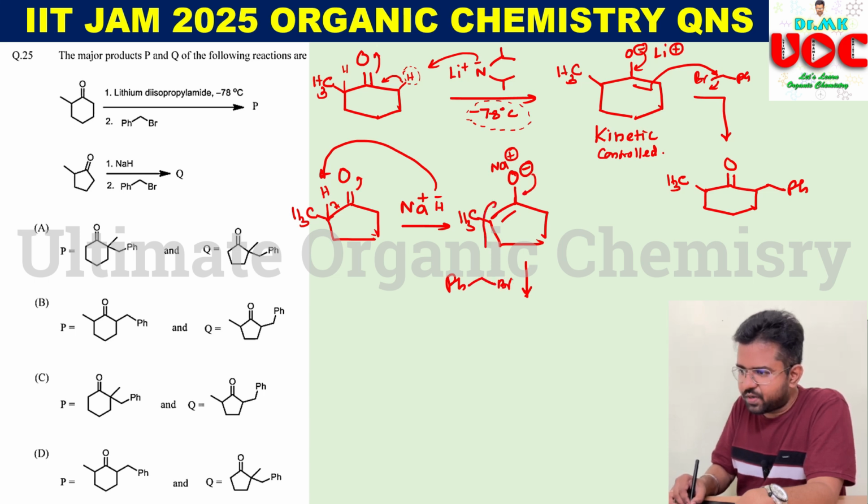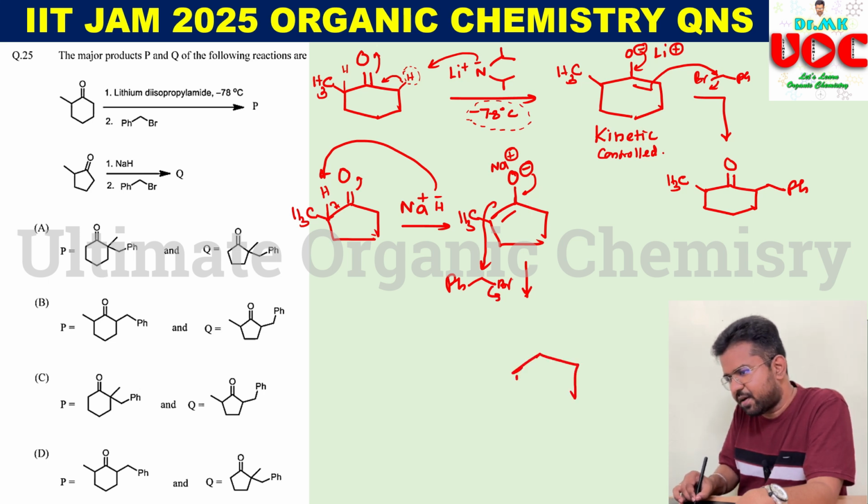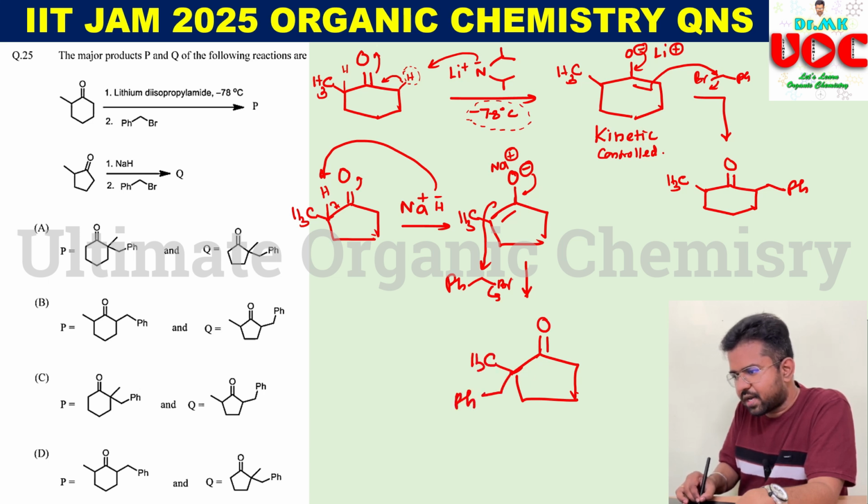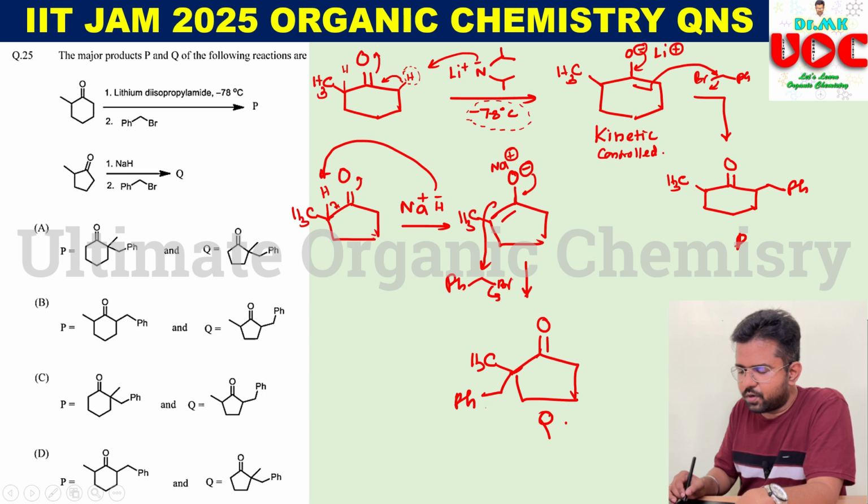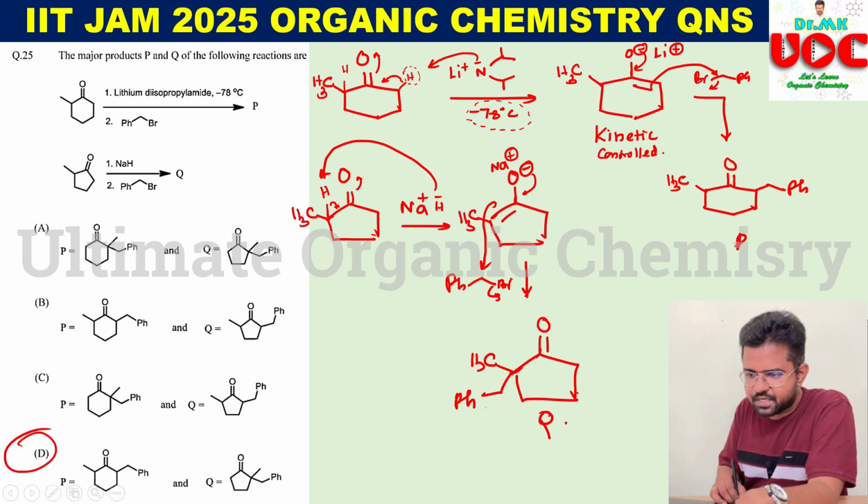The electron will shift over here, so this will be attacking here, and Br minus will be leaving, which leads to the formation of a product like this. This is compound P, and this is compound Q. And if you look at the options, the right answer to the question is option B.